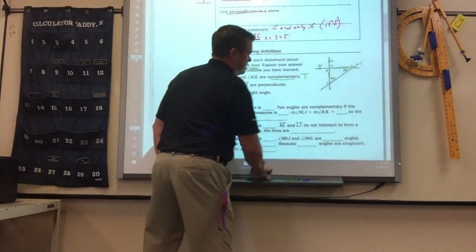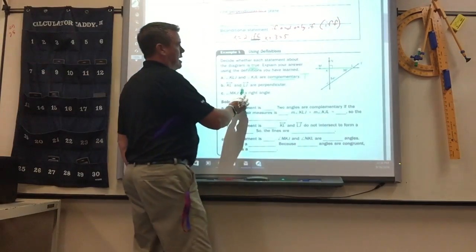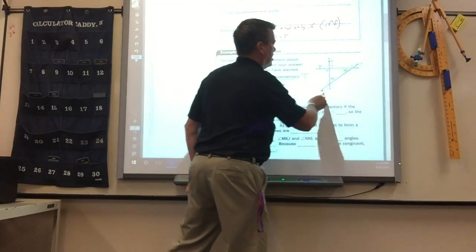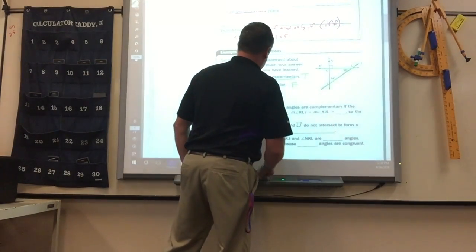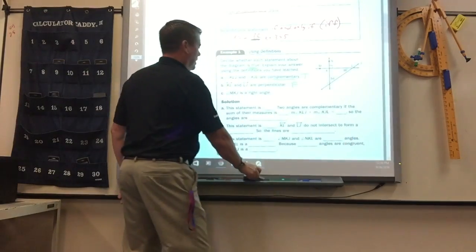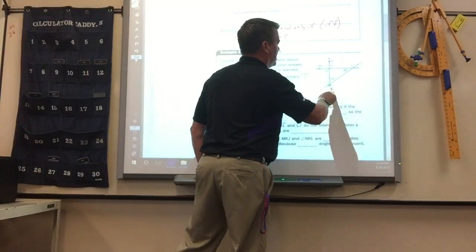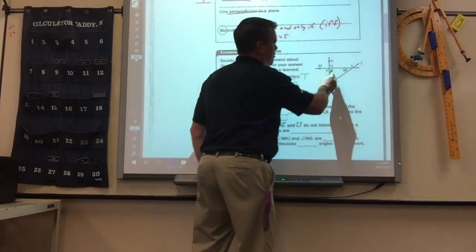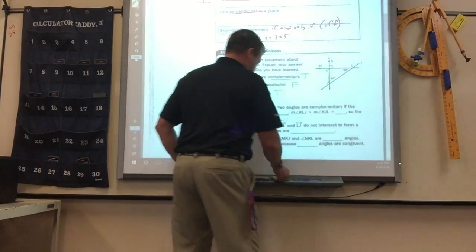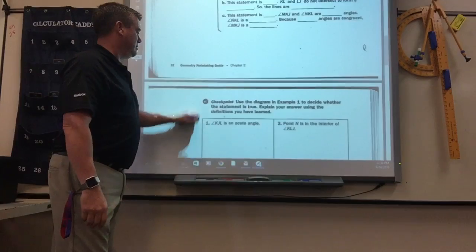Line KL, which is this line, and line LJ are perpendicular? No. False. You can see they don't form a 90. Angle MKJ, right there, is a right angle. Yes. That's true, because remember, if this is 90, they're all 90. So it's really not much harder than that.